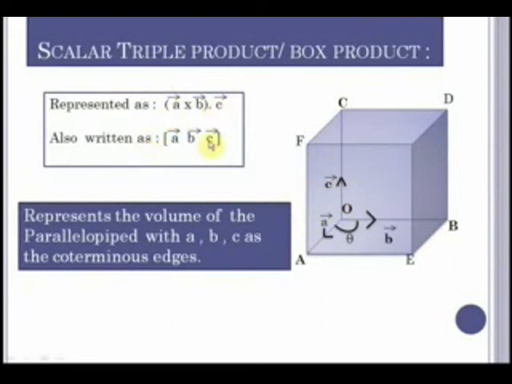That is why it is also called a box product. This is because it represents the volume of the box with A, B and C as the coterminous edges of this box. Thus the box product represents the volume of a parallelepiped with A, B, C as the coterminous edges. So the geometrical interpretation of scalar triple product is that it represents the volume of a box with A, B, C as the coterminous edges.